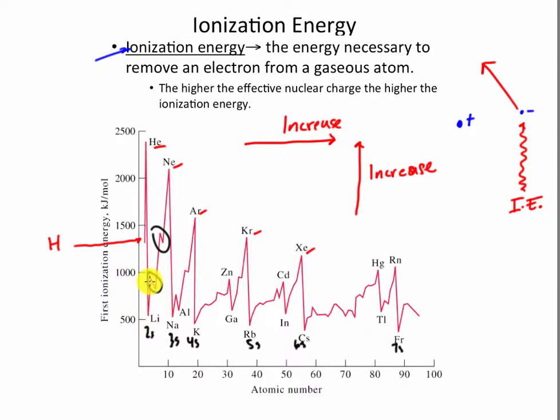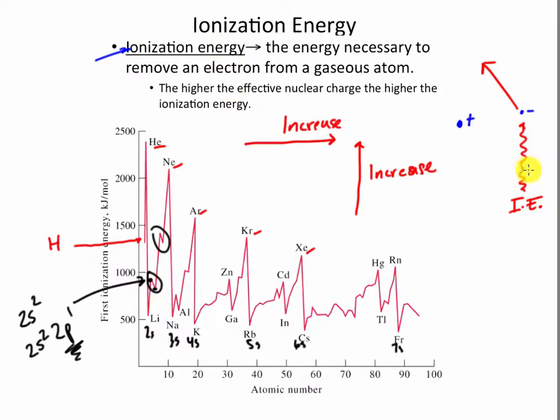As I go from beryllium to boron, what I'm doing is adding a p to an s. So I go from a 2s2 to a 2s2 2p1. I added in a new sublevel. Since I added a new sublevel, I'm increasing the shielding and therefore causing the effective nuclear charge to go down. Therefore, ionization energy will be a little bit weaker. We don't have to add as much energy.